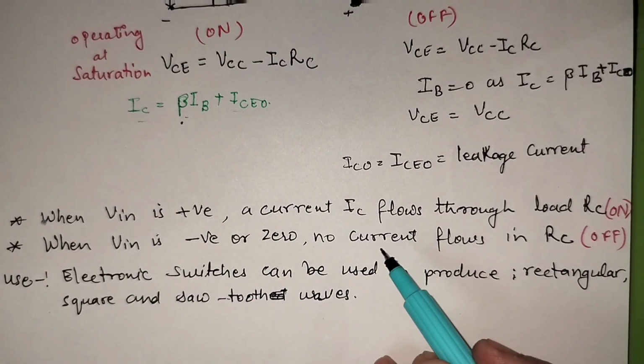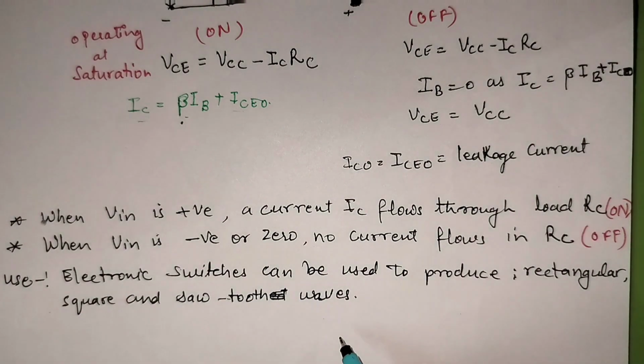Transistor as an electronic switch can be used in various applications in multivibrators. It can be used to produce rectangular wave, square wave or sawtooth waves.